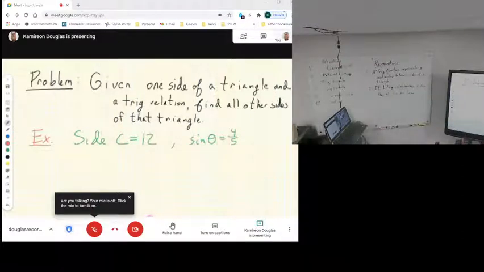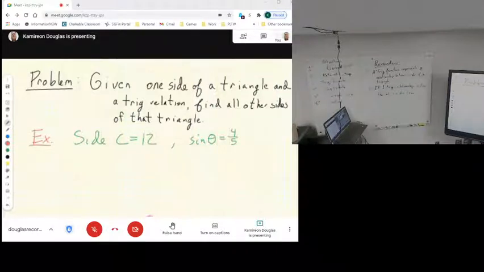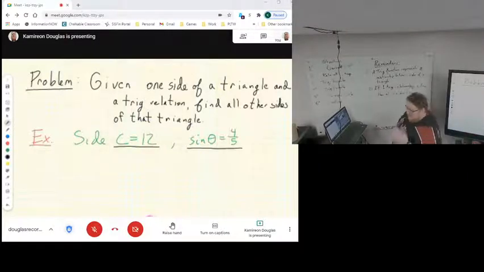Given one side of a triangle and a trig relation, find all other sides of that triangle. Now, we've seen examples of this already using some of the problems from about 3 weeks ago. These include, given a single side, so we have here side C of a triangle is known, and a single trig relationship, sine of theta is equal to 4 over 5. The important distinction here is that we have a single side that is known, and a known trig relationship for either sine, cosine, tangent, or one of the other three.